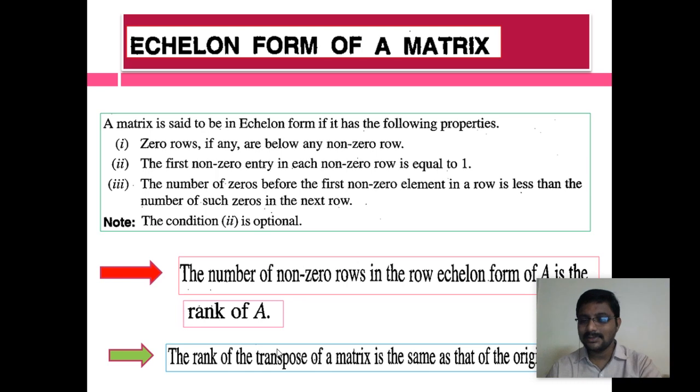The rank of the transpose of a matrix is the same as that of the original matrix. The original matrix and its transpose will have the same rank. So what is meant by the transpose of a matrix? To obtain the transpose, we just interchange rows and columns. Interchanging rows and columns does not change the rank of the matrix. That means the original matrix and its transpose both have the same rank.